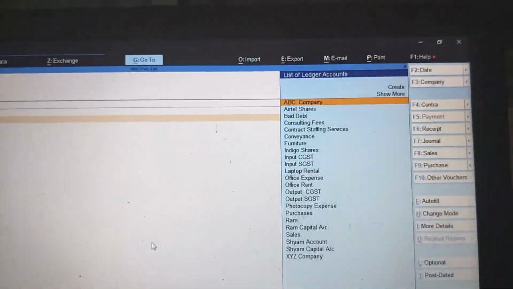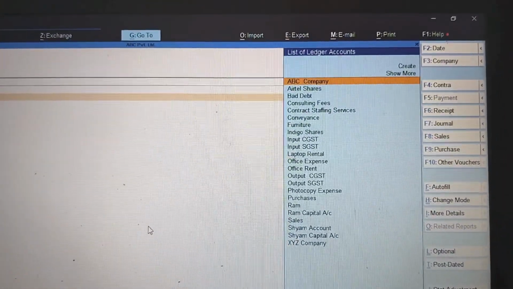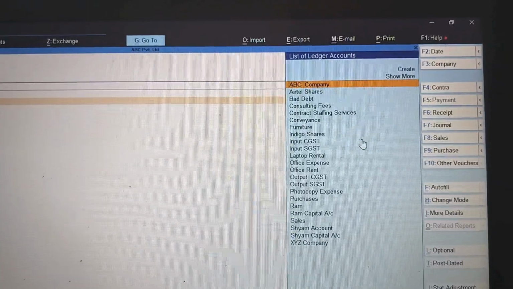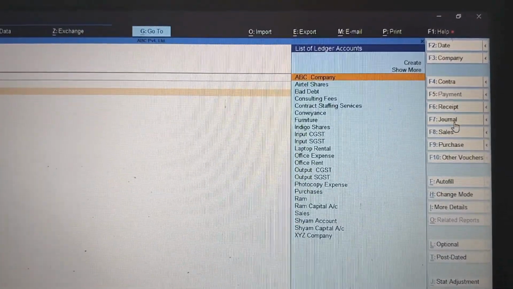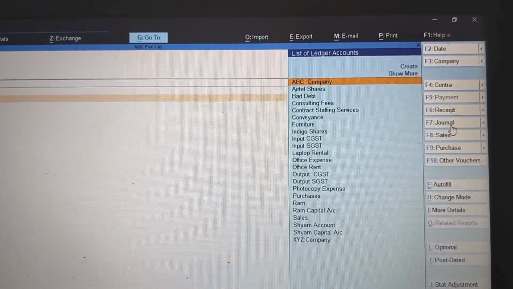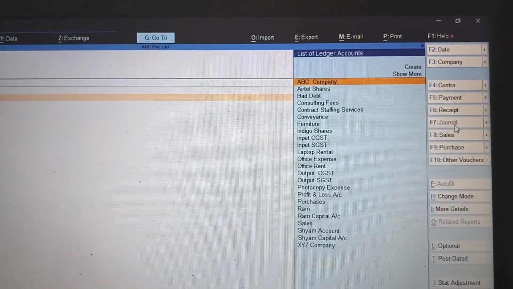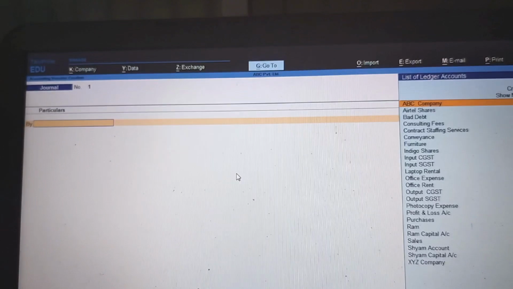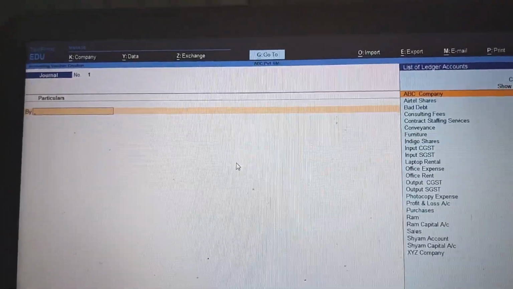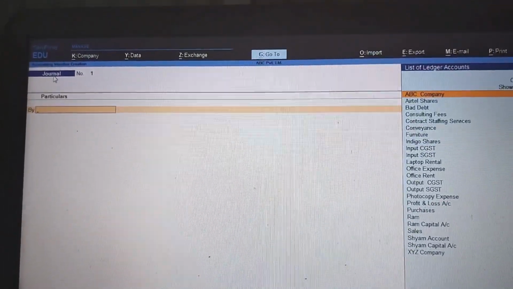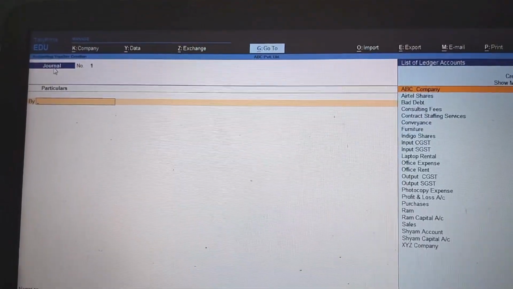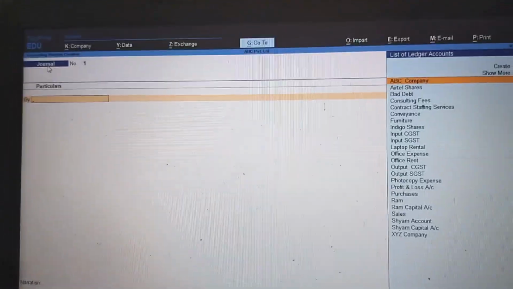Voucher. Shortcut for journal voucher is F7. You can press F7 directly, or with the help of the cursor you can select journal voucher. On top left you can see the type as journal voucher. Okay, suppose I have to record a depreciation entry.